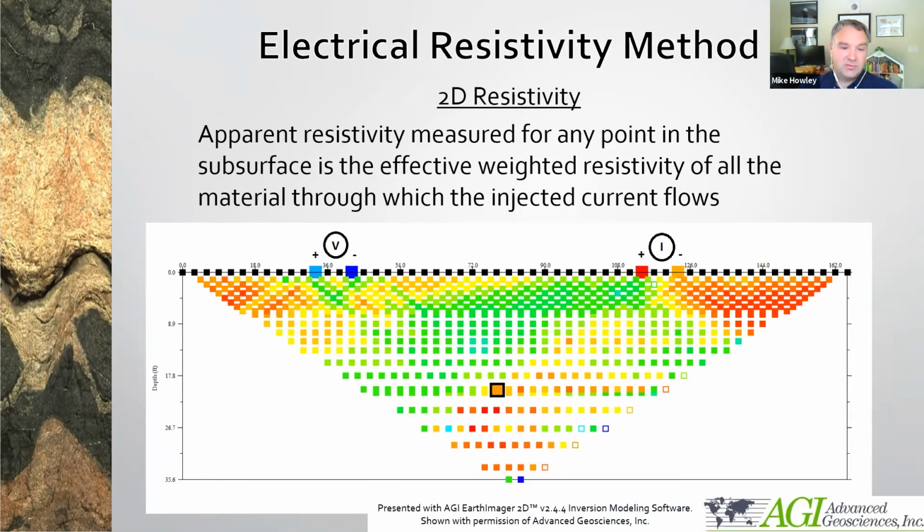The schematic shows the current injection site, I, the voltage measurement site, V, and the theoretical depth of the measurement, shown in that black box. The measured resistivity is the apparent resistivity at that location because of the influence of the other material through which the current flows. It's the effective weighted resistivity of all the materials through which the injected current flows.